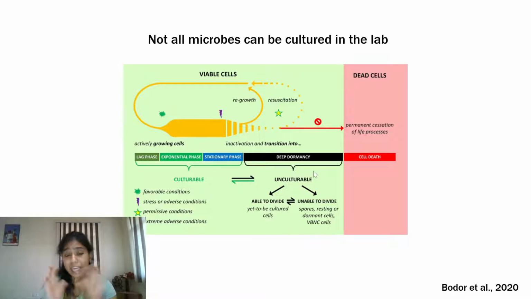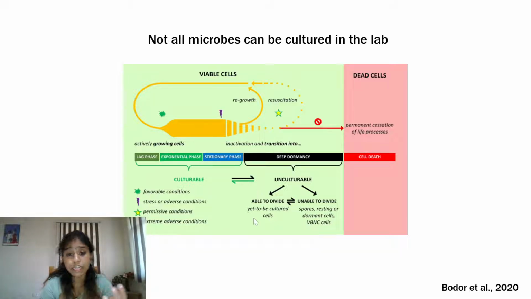But there are n number of microbes that we will find in the environmental samples that are not culturable. They may be in the deep dormancy phase because we're collecting them from their natural environment where they're actively growing. They may grow into a deep dormancy phase, but may never revive back again or resuscitate again to start growing under the laboratory conditions.